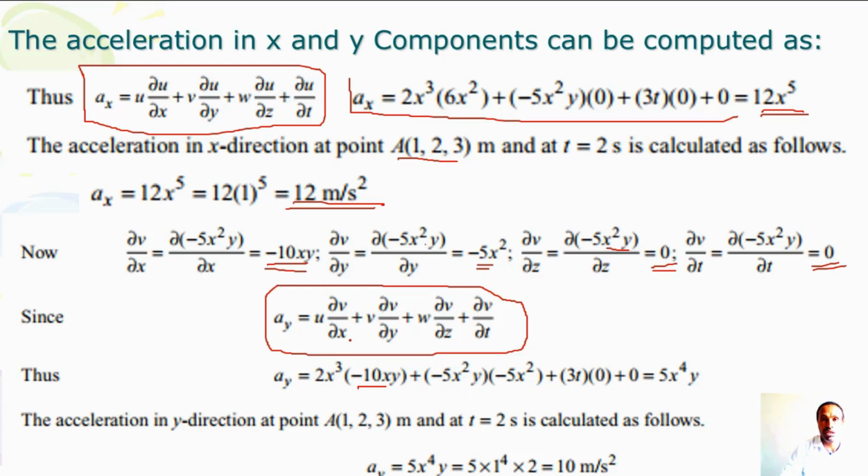∂v/∂x is given. Then you can find this one, then you multiply, and you get this result. So the acceleration in y direction at the point (1, 2, 3) and t equal to 2 seconds, you substitute the values: 5x to the power of 4 times y. You simply substitute and get 10 meters per second squared. So this is the acceleration in y component at point (1, 2, 3). When the fluid particle reaches (1, 2, 3) at 2 seconds, you have 10 meters per second squared.